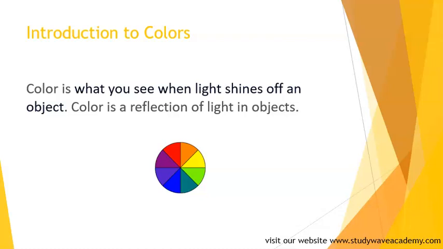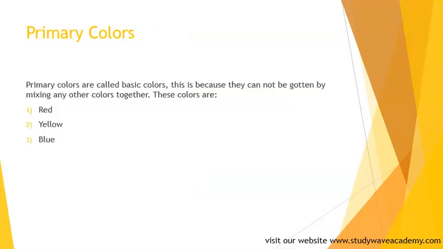So now we have various types of colors. Firstly, we're just going to be talking about primary colors and secondary colors. What are primary colors? Primary colors are called basic colors, and this is because they cannot be gotten by mixing any other colors together. We have red, yellow, and blue.